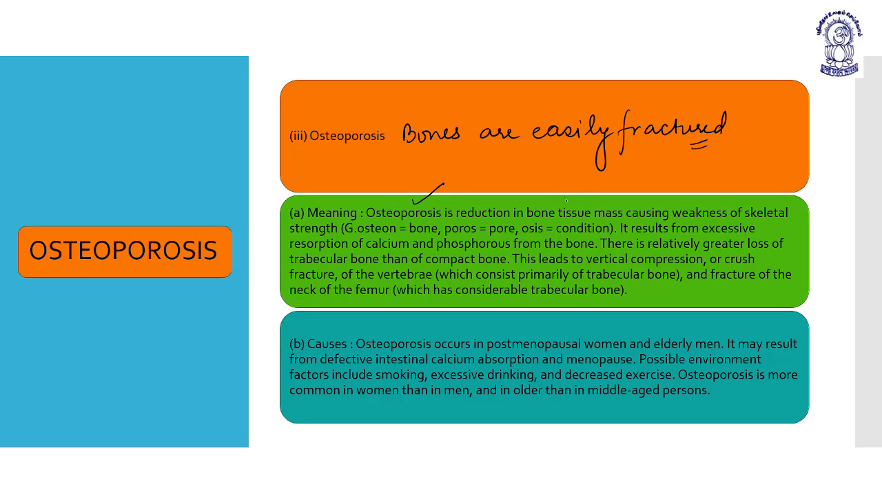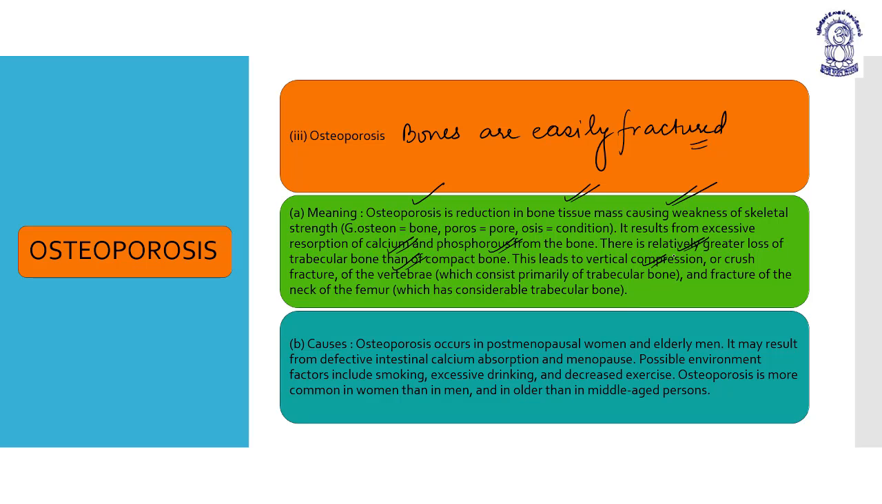Osteoporosis is a reduction in bone tissue; bone mass decreases, causing weakness of skeletal strength. It results from excessive resorption of calcium and phosphorus from the bone, leading to dried up, weak bone, with a relatively greater loss of trabecular bone than of compact bone. So osteoporosis mainly involves the loss of more trabecular bone than compact bone.